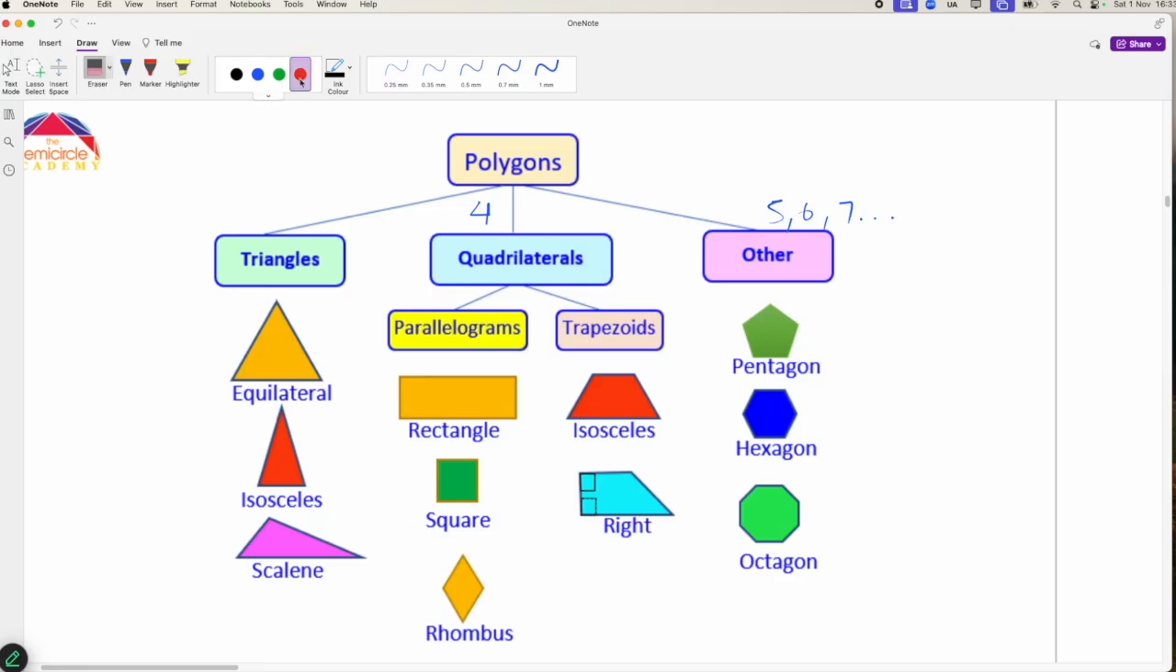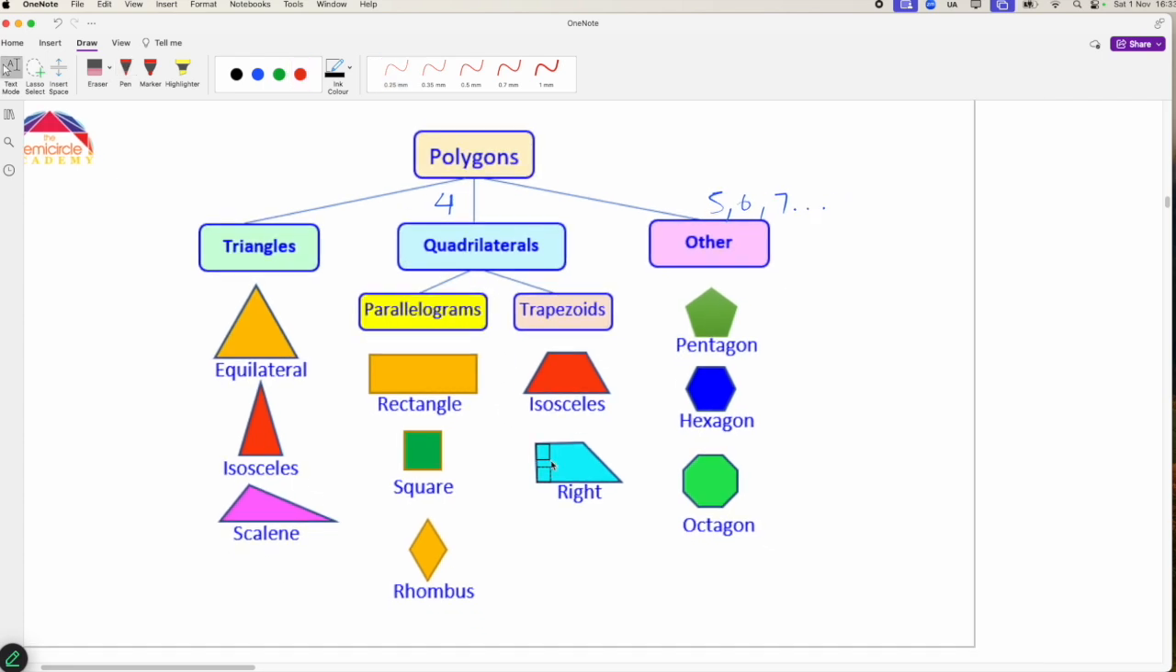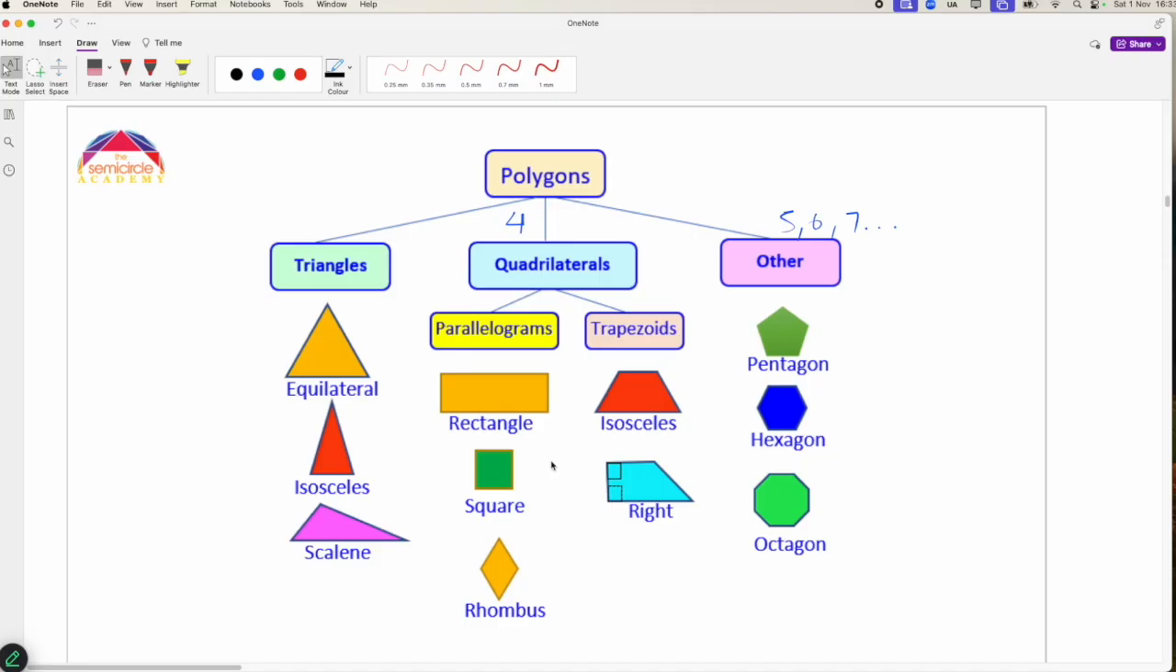And of course, you don't have to draw it perfectly. You could just do a little bit of a sketch if you want. And we do have some interesting things, and this is not all. So we have the 3-sided polygons, which are triangles. And these are not all of the different types of triangles. There are many types of triangles. This is just some examples.